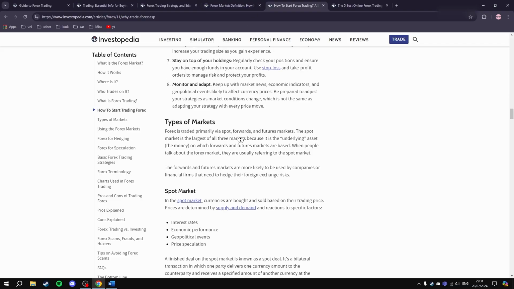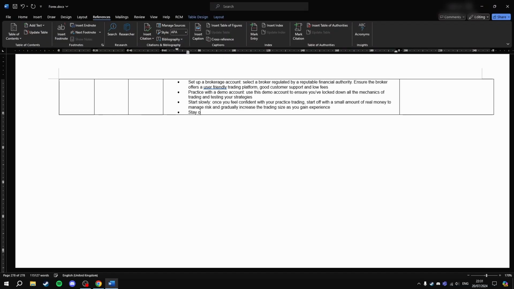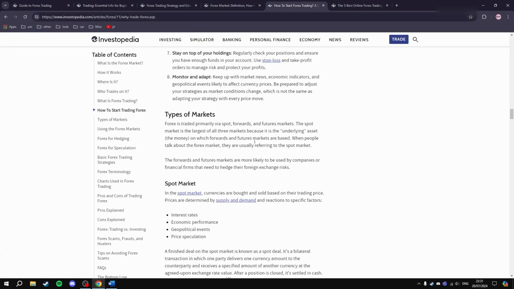Stay on top of your holdings. Regularly check your positions and ensure you have enough funds in your accounts. Use stop loss and take profit orders to manage risk and protect your profits.